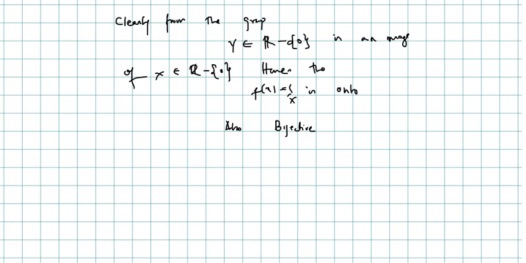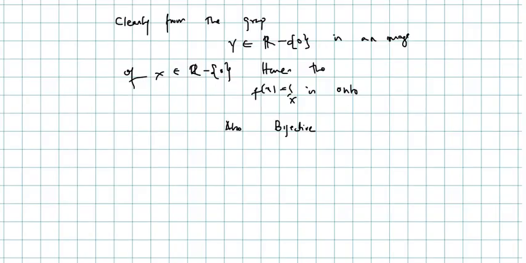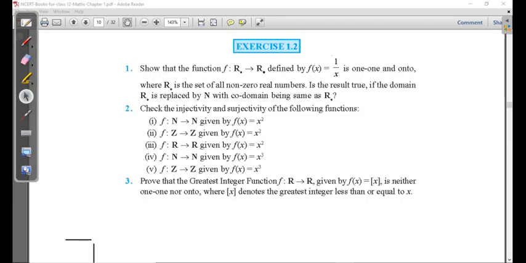Let us see the next part of it. So clear, this is how we can easily do it. The second part says that if the domain R is replaced by N with the codomain being the same as R. So here also the codomain, okay, no problem. Let us see how the graph will be if the domain R is replaced by N. So now N is all natural numbers.